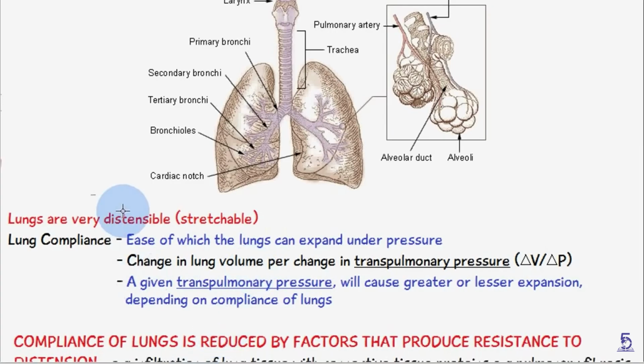So at a given transpulmonary pressure, and you might be wondering, what is transpulmonary pressure? Transpulmonary pressure is the pressure difference across the wall of the lungs. So we have alveolar pressure on one side, inside the lungs, and on the outside we have the pressure inside the pleural cavity, which is known as intrapleural pressure. The difference between these is transpulmonary pressure, and in normal physiological conditions this figure is usually positive.